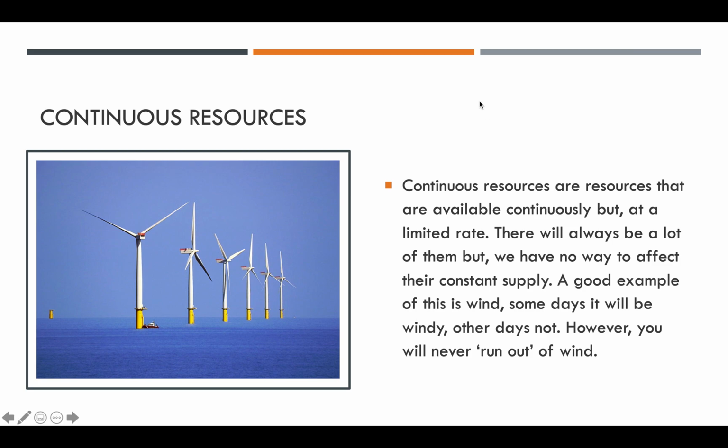Now, these things here, these are wind farms, okay, wind turbines. And when propellers turn around, because they're turned by the wind, it generates electricity or energy. And then you harvest this energy and put it into batteries. Okay? So wind is a continuous resource. We're never going to run out of wind, but we're not exactly sure when it's always going to happen. Okay?